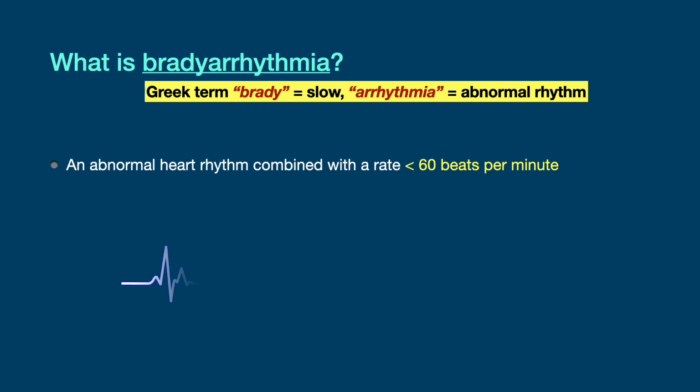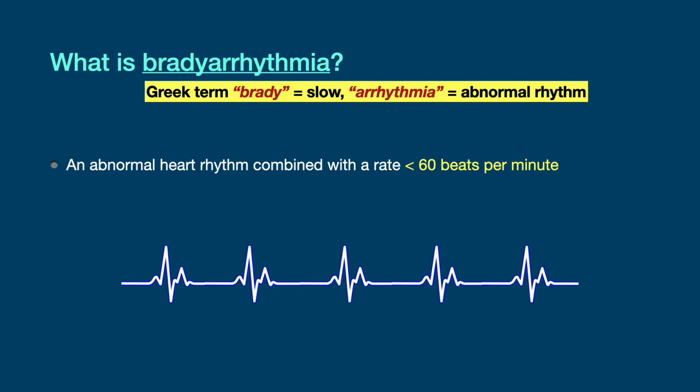Bradyarrhythmia, which is derived from the Greek term brady meaning slow and arrhythmia meaning abnormal rhythm, describes an abnormal heart rhythm combined with a rate of less than 60 beats per minute.